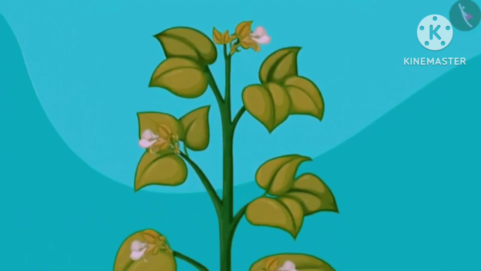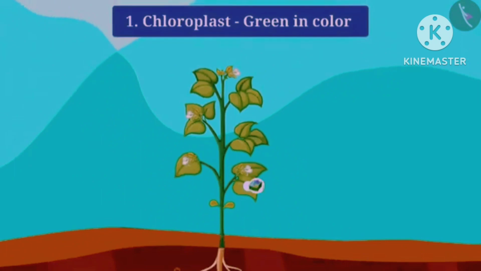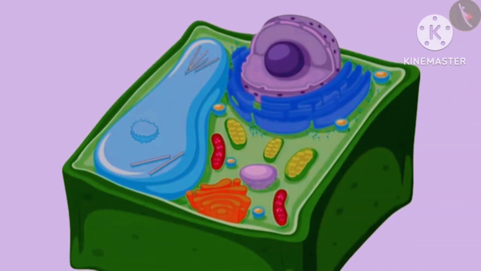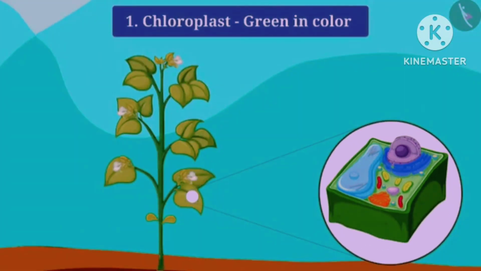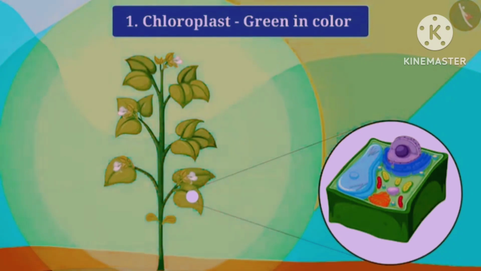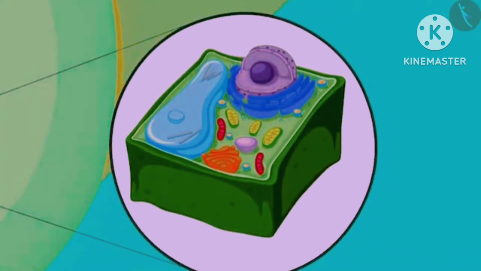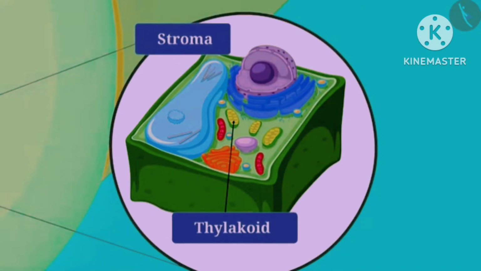Friends, do you know why plants are green in color? Because of this chloroplast. It contains green pigment called chlorophyll, which gives green color to plants. Not only this, it also helps in photosynthesis. It is a double membrane cell organelle. Its inner structure consists of layers of membranes with a thylakoid located in a fluid called stroma.